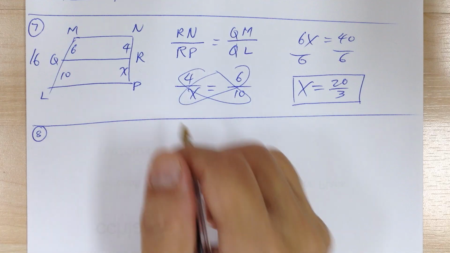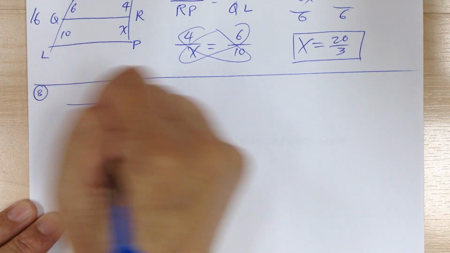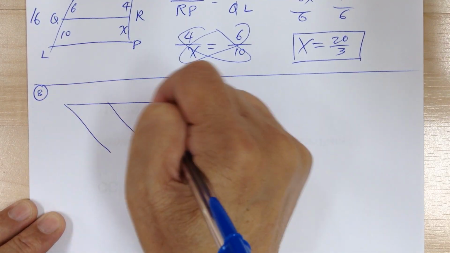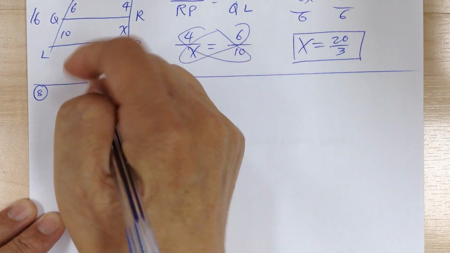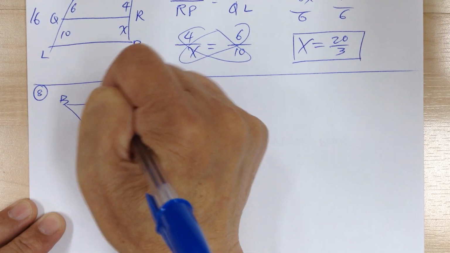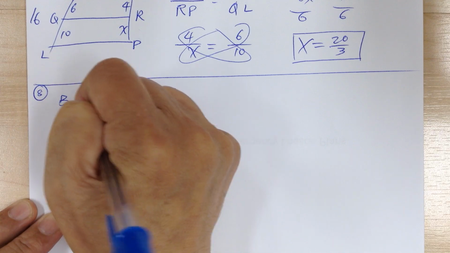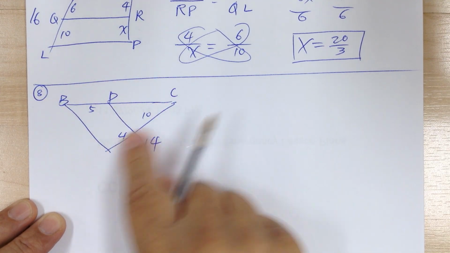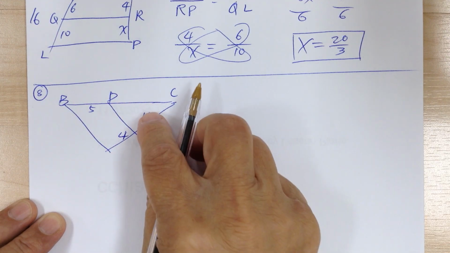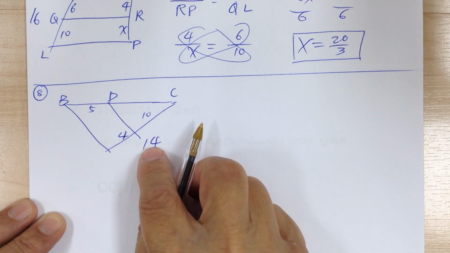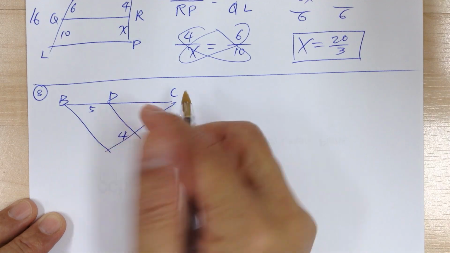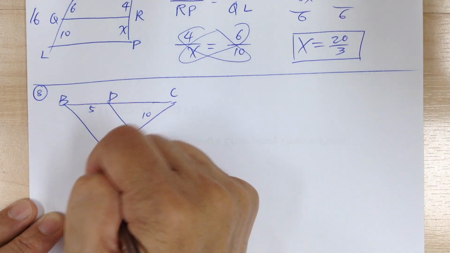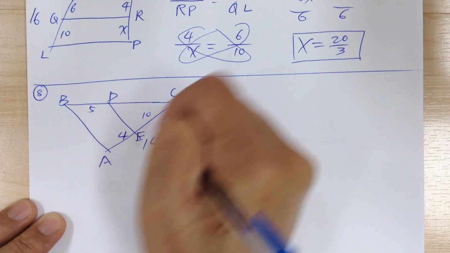Okay, number 8. So this is B, D, C, and this is 5, and this is 4, this is 10, so this is 14. Notice it becomes automatic, right? Whenever they give you partial length, write down the total length. If they give you a total length, figure out the partial length. Just get in the habit of doing that, and let it become automatic.